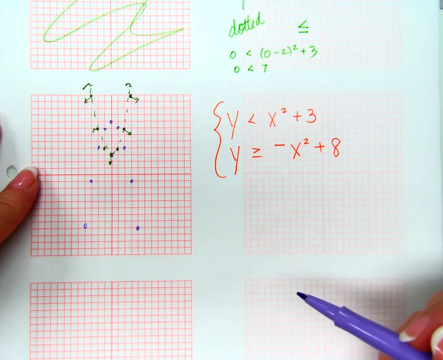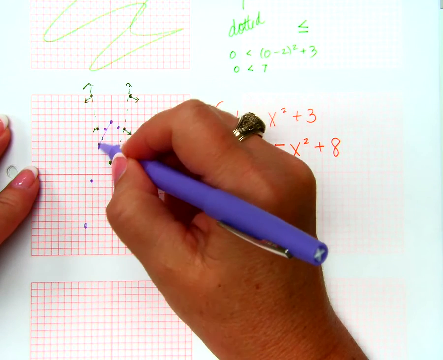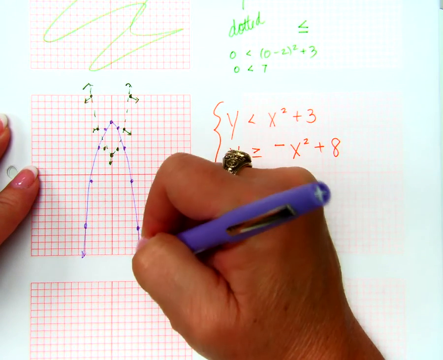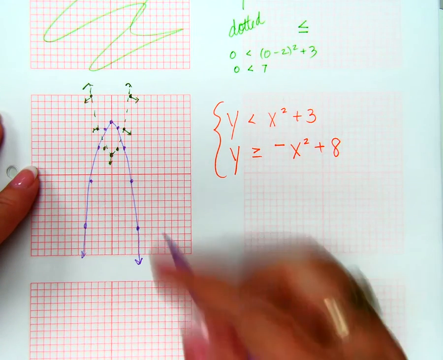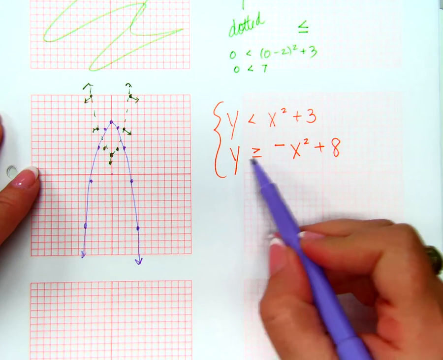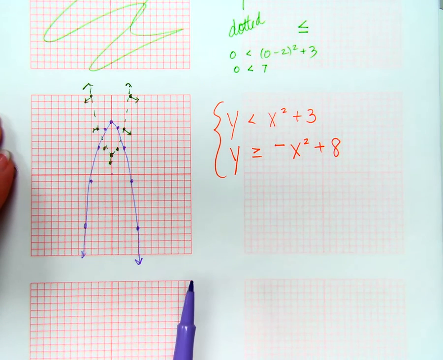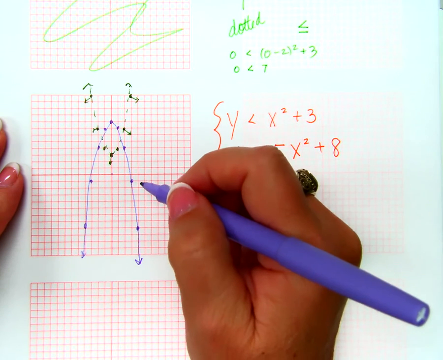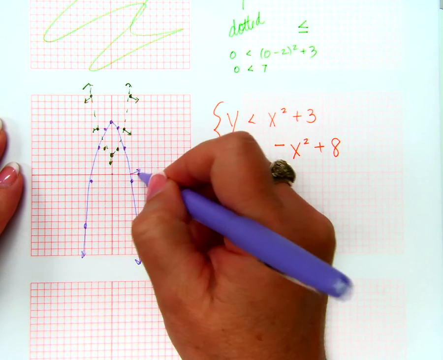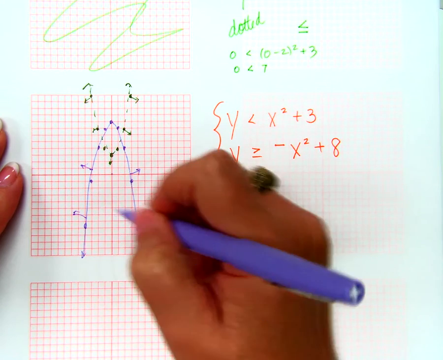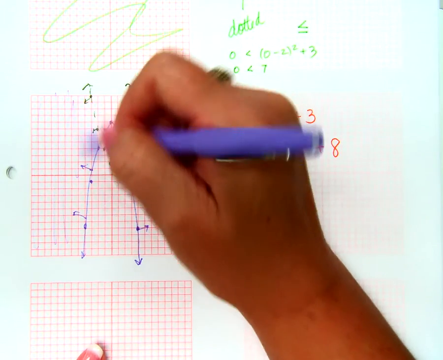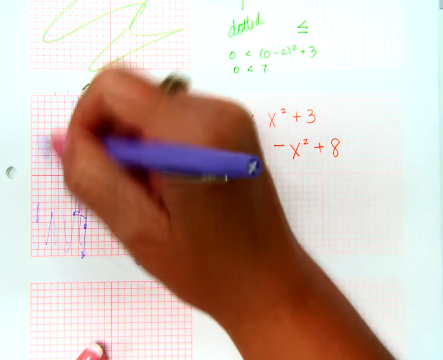Solid or dotted? Solid. Inside or outside? If I chose this, 0 is greater than 8. Is 0 greater than 8? No. Okay, so it goes on the outside. So where do I actually end up shading? On the side. So like over here, up to here, right?